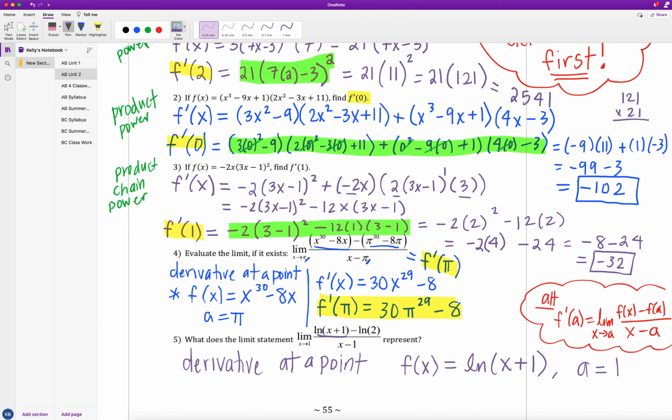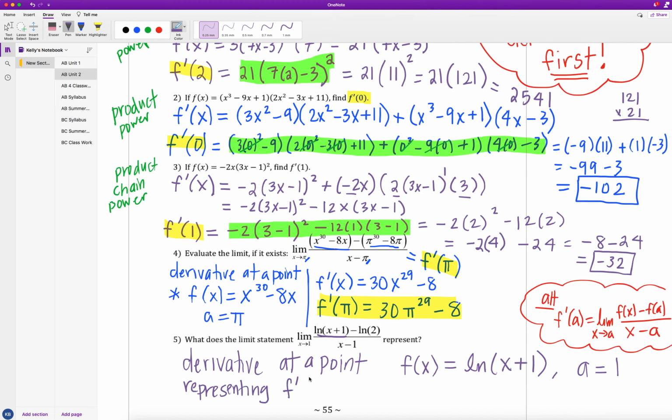So what this limit represents is this is representing, oops, come on, there we go. Oh, sorry, see if it wants to connect to the screen again. There we go.